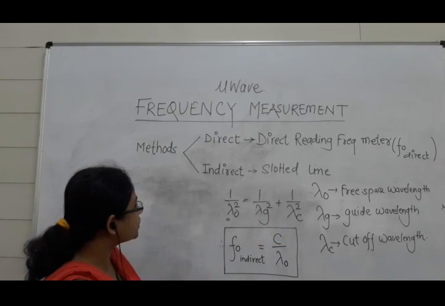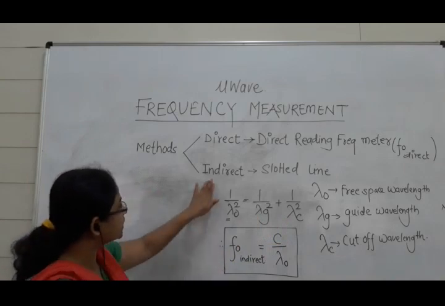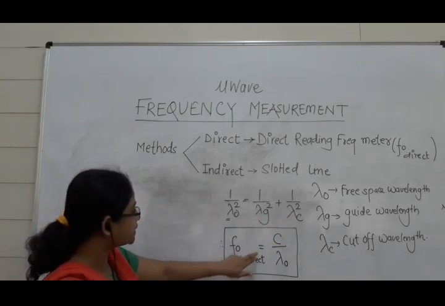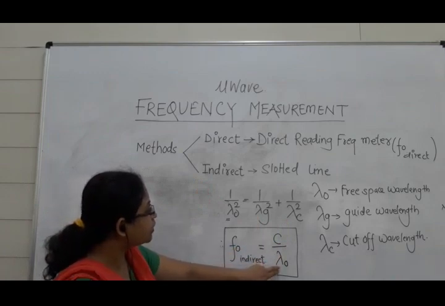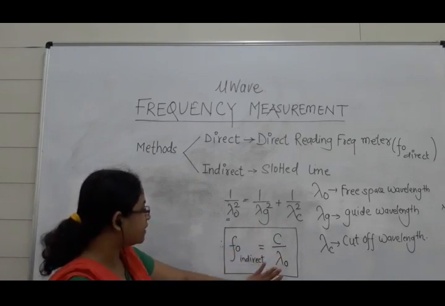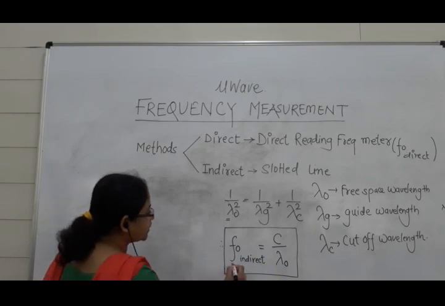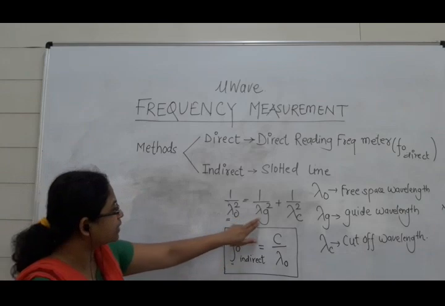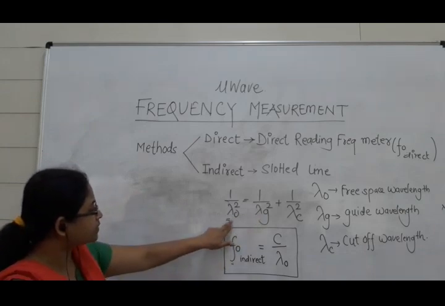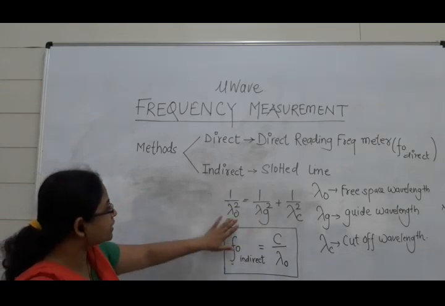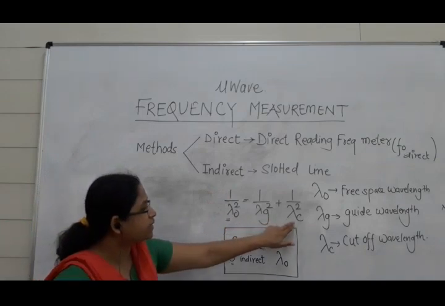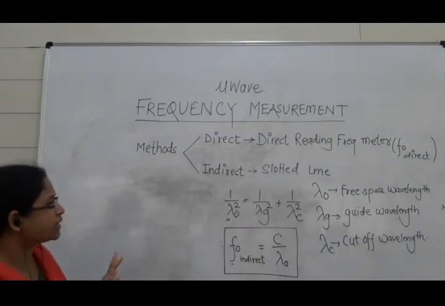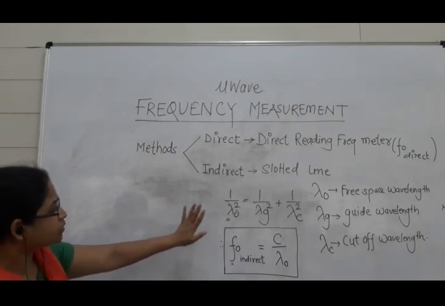Now how are we going to calculate the frequency using the indirect method? f0 indirect is equal to c by lambda 0. To calculate f0 indirect, I need to know lambda 0. How can I calculate lambda 0? If I know lambda g, I can calculate lambda 0. What two things do I need to calculate lambda 0? The guide wavelength and the cutoff wavelength. So how do I calculate lambda 0 based on these two things?